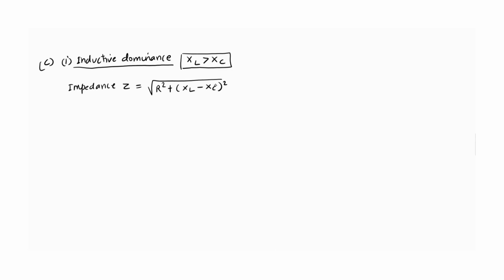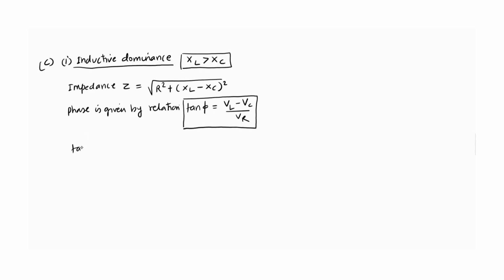And the phase is given by the relation tan phi equals VL minus VC divided by VR. So we have this relation, and we can further write this relation in this way also.